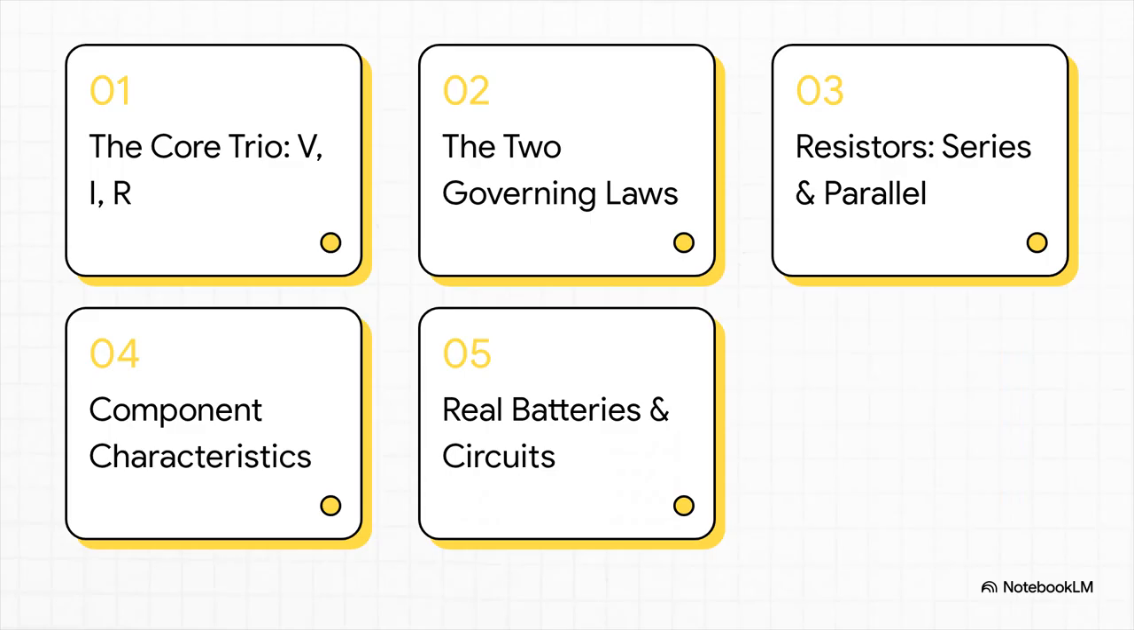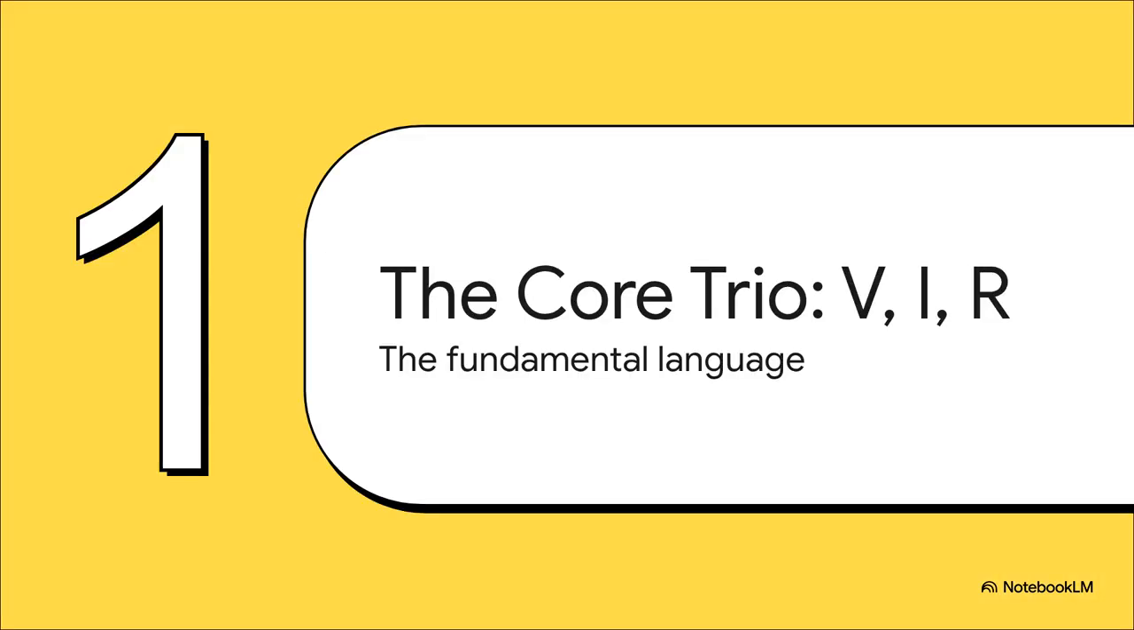So, here's the game plan. We're starting with the absolute fundamentals: voltage, current, and resistance. Then, we'll get into the two laws that rule every circuit, see how that works for series and parallel resistors, check out how real-world components actually behave, and then wrap it all up with how real batteries and circuits work. Let's jump right in. Okay, let's start with the absolute bedrock of electronics.